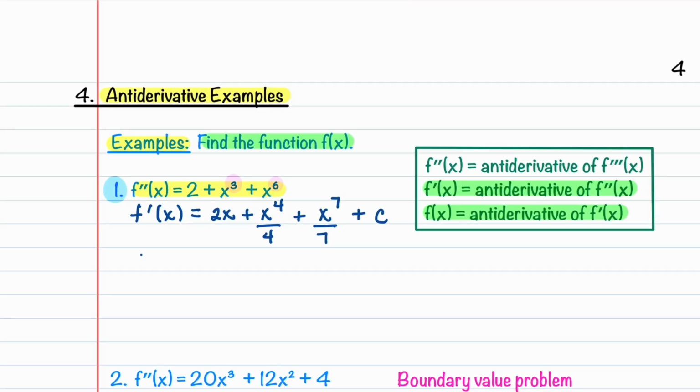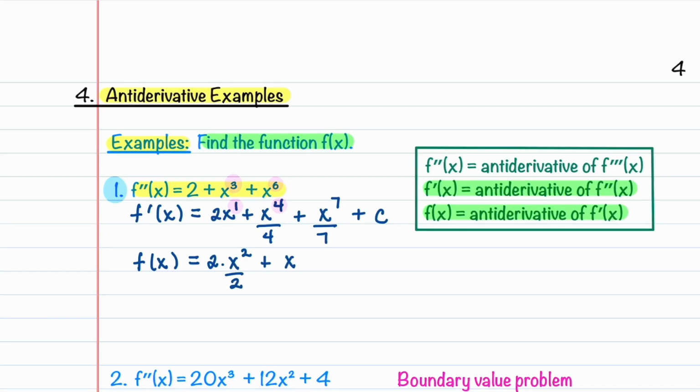Now we can find f of x. It is the antiderivative of f prime. And we're going to get 2. And then think of the exponent of x being equal to 1. So we're going to add 1 to that. So this becomes x squared over 2. And then we get an x.